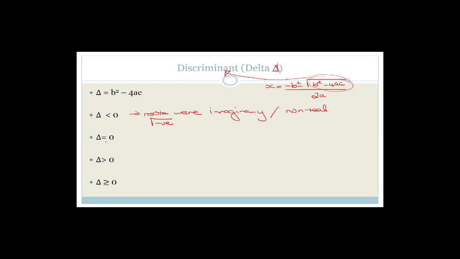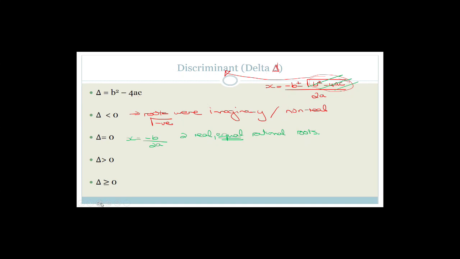If the roots are equal, if delta is equal to naught, what happens? If delta equals naught, then do you agree that this bit here just goes away? Okay, so you end up with x equal to minus b over 2a. That's it, okay? Therefore, we can say we're going to have two real equal rational roots. Okay, two real equal rational roots. Why rational? Because we can write it as a fraction.